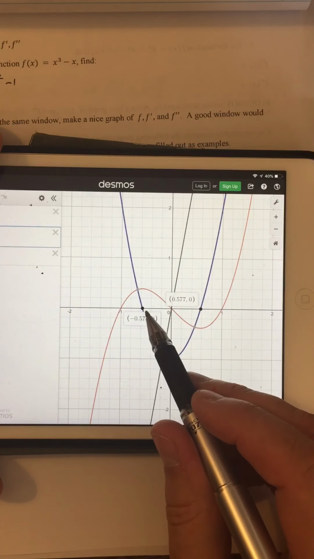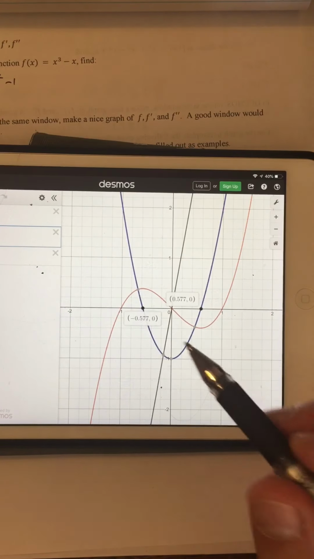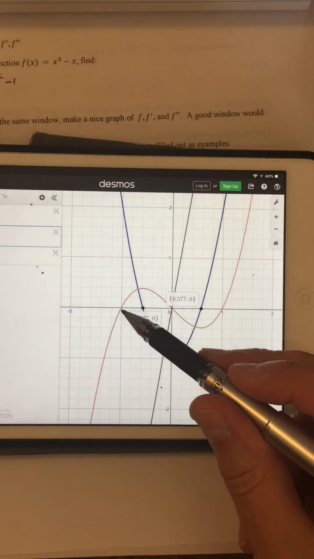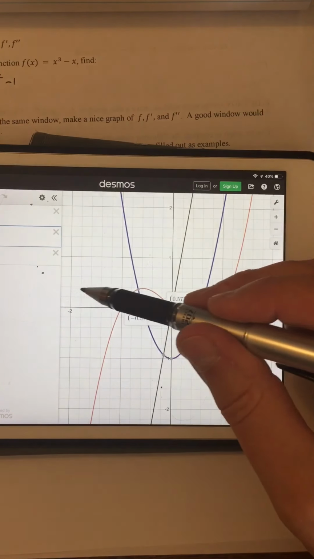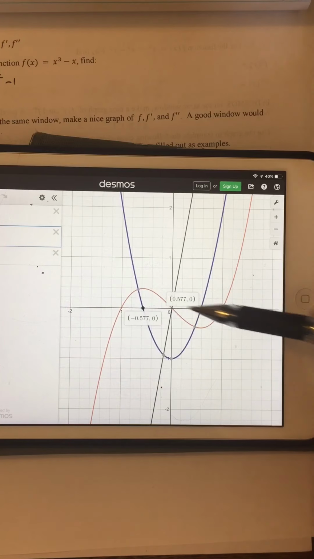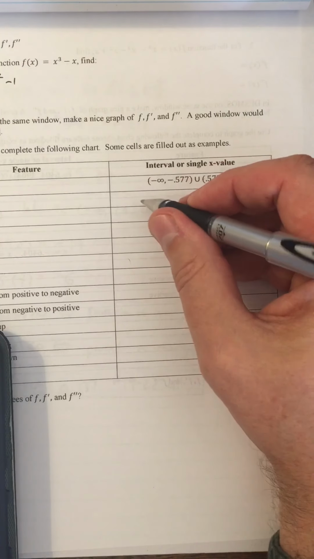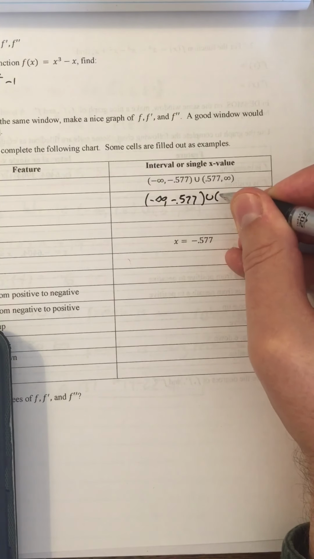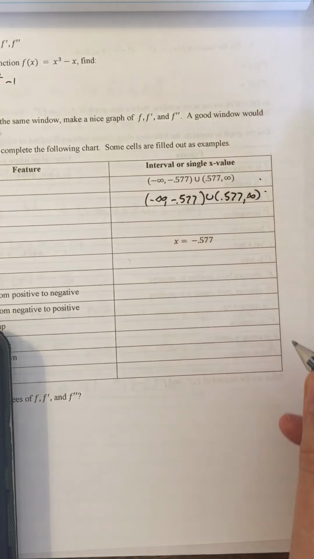All right, so the graph of f prime. You can't just say the graph is this, the graph is that anymore. So the graph of f is negative from -infinity to -1. But the graph of f prime is positive from -infinity to -0.577. The graph of f prime is positive from 0.577 to infinity. Okay, so f prime is positive from -infinity to -0.577 and 0.577 to infinity. Hey, that's the same interval.